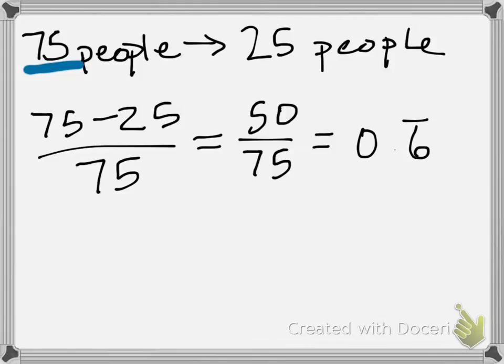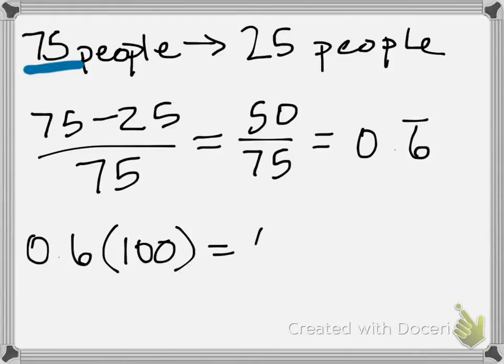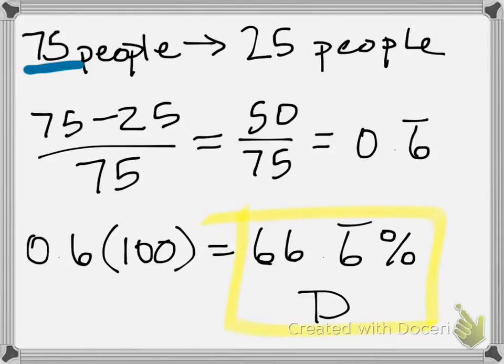So what we're going to do is take that decimal, 0.6, and make it a percent by multiplying it by 100. And that's going to give us 66.6 repeating percent. And now we have to think about if this is an increase or a decrease. So it went from 75 down to 25, so it's a decrease. So I'd put D. So make sure, again, our answer needs to be two answers here: the percent, and also if it's an increase, I, or decrease, D. So do me a favor, try numbers 10 and 11.